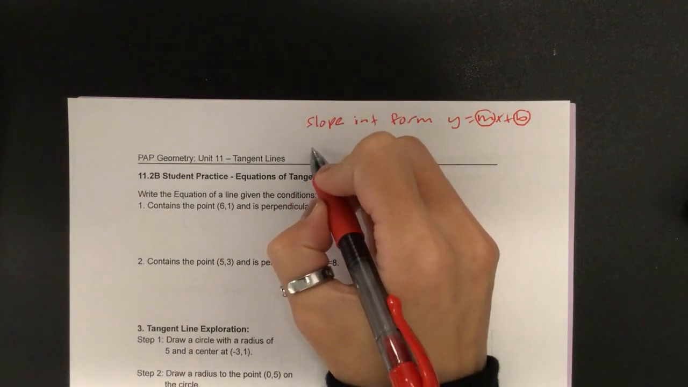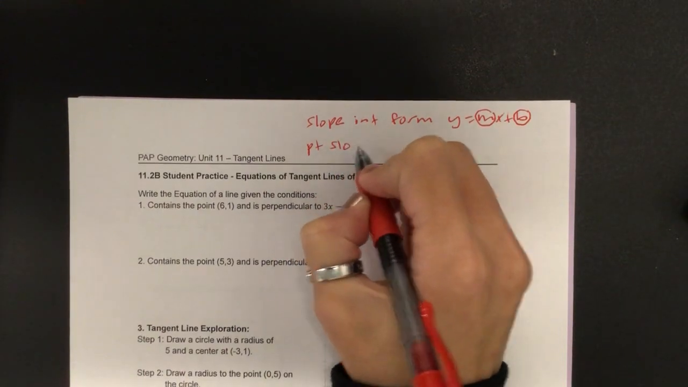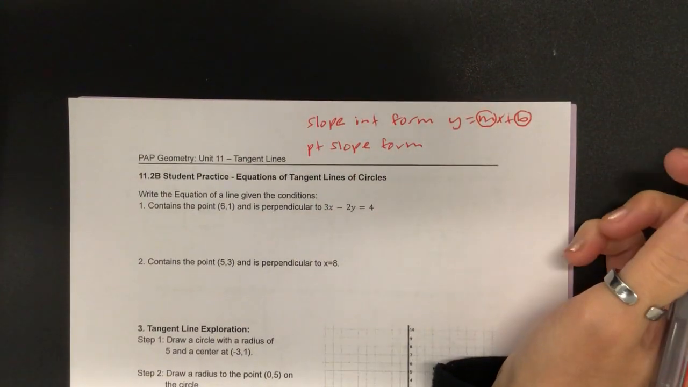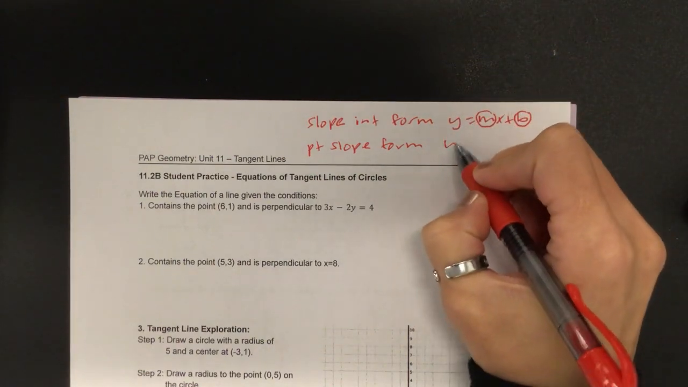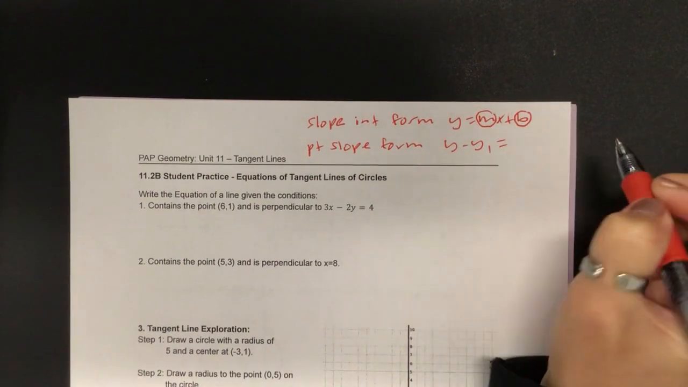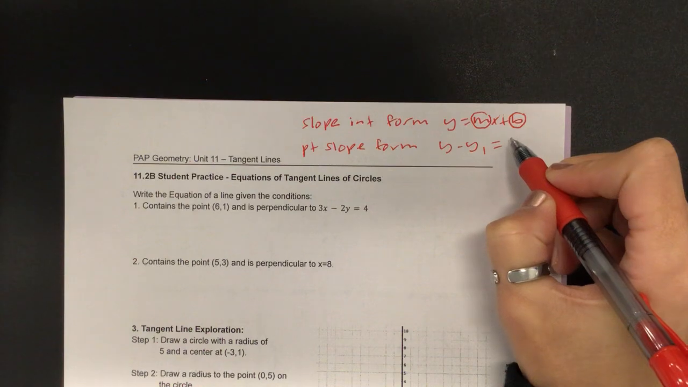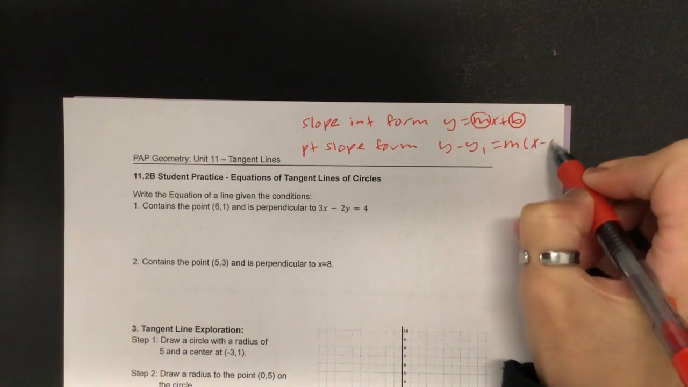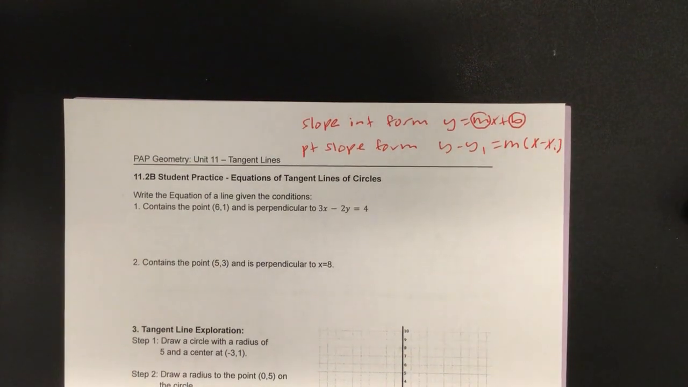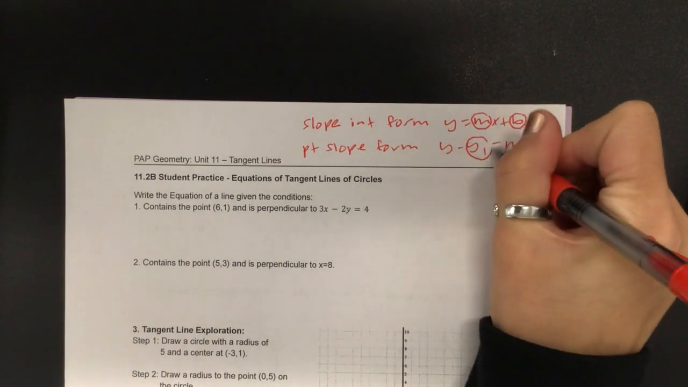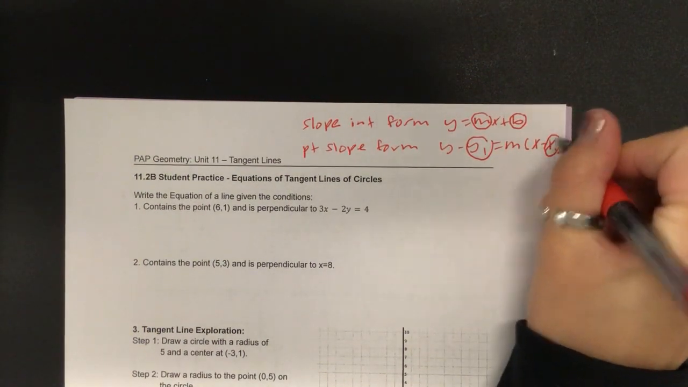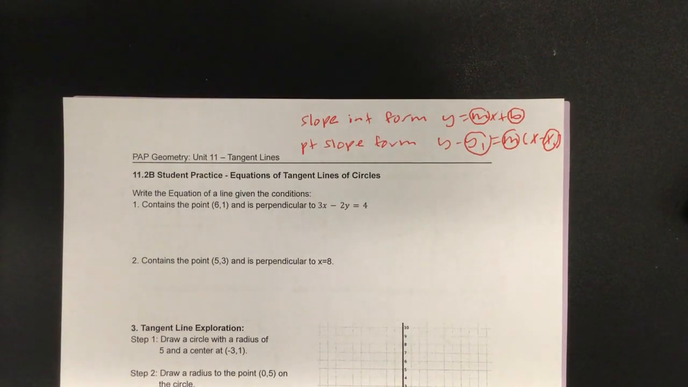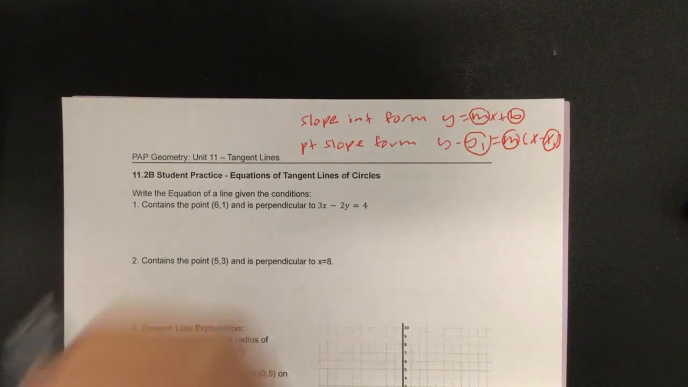We have something called point-slope form. Point-slope form is when you have a point and a slope. And that was y minus y1 is equal to what? We did use it last semester. m times x minus x1. You'll use this when a point is given, denoted by x1 and y1, and your slope is given. Are we good with that? Okay. All right. So then it says contains the point.